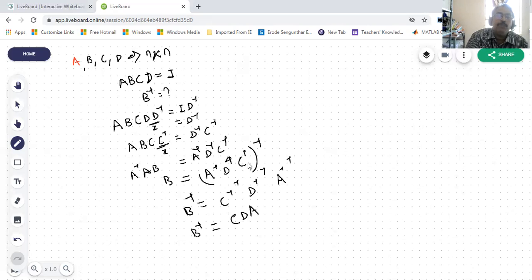So you should not stop here. This answer will also be given, but this is not the correct answer. We want B inverse, and here it is I, so we have B only. We have a formula for the inverse of a product, A B inverse is B inverse A inverse. So that is the property we are using in this process.